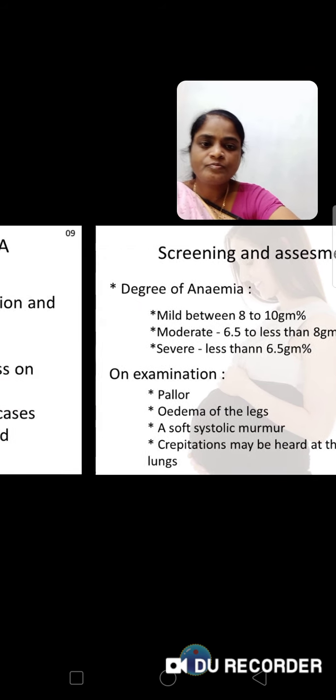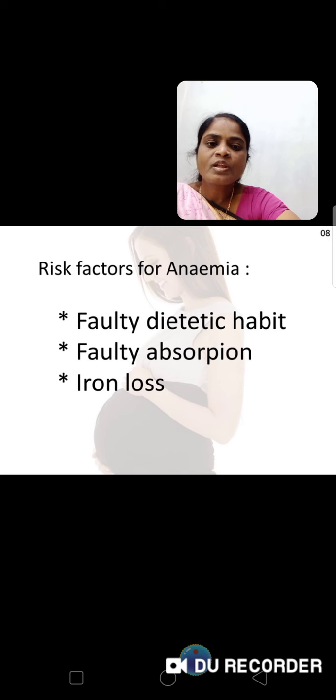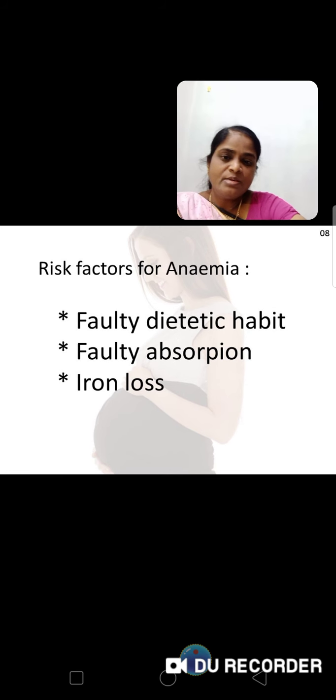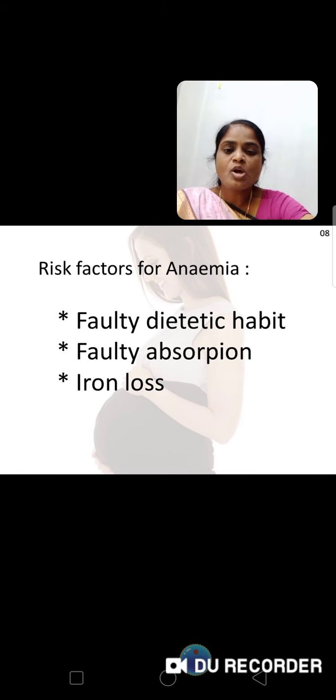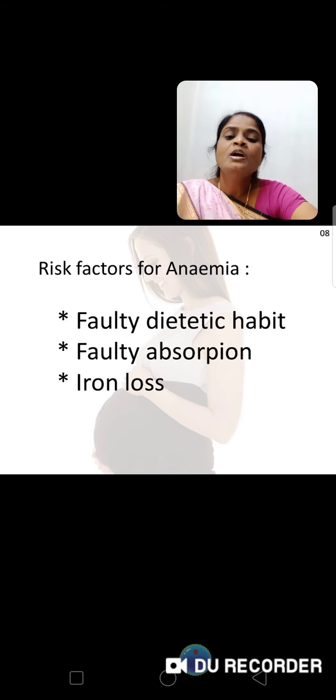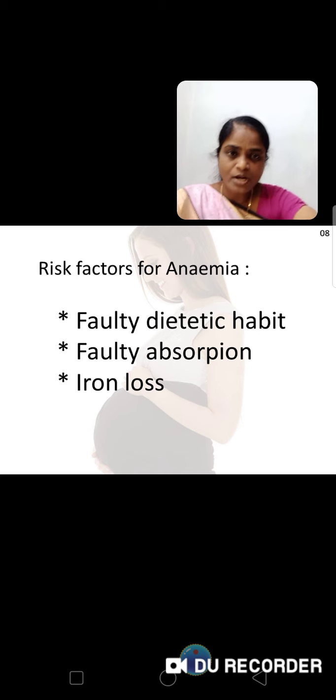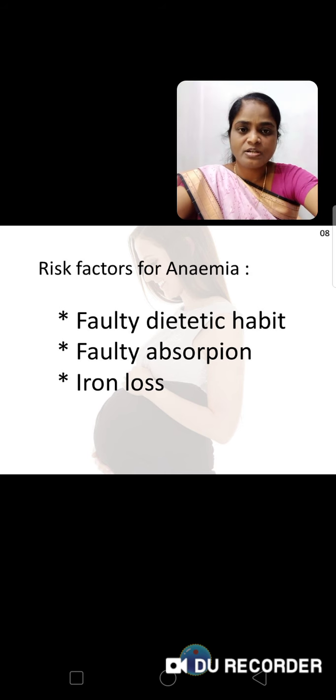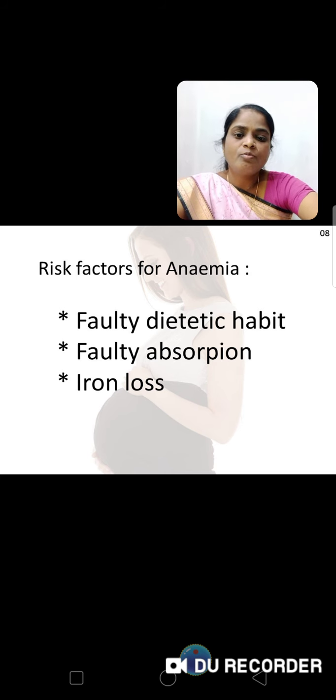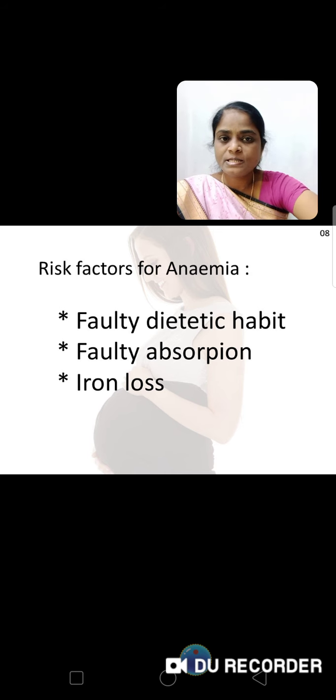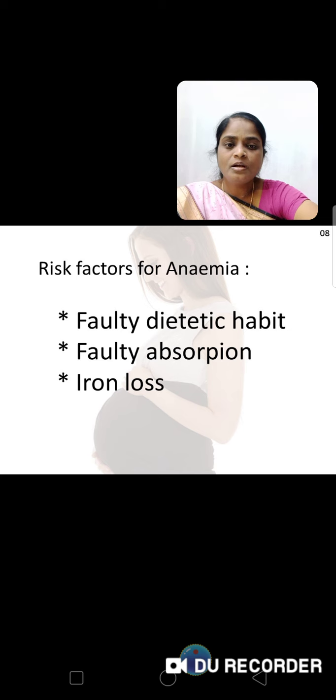Next, risk factors for anemia. A risk factor for anemia is a faulty dietary habit. Faulty diet habit, I already told. That is the maternal intake of a balanced, iron-rich diet. A faulty diet has increased carbohydrates, and starvation. These are all the reasons, the maternal risk factors for anemia in pregnancy.